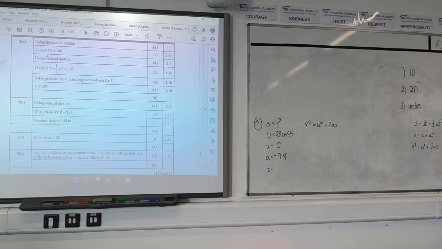Remember, vertically, if we're saying up's positive, acceleration is going to be negative. So you should get 45.